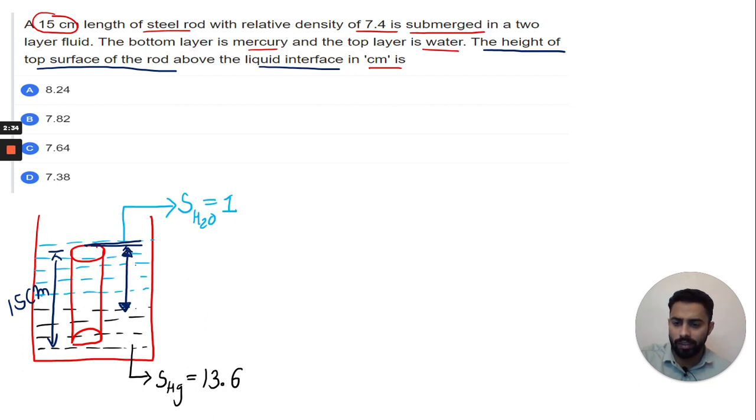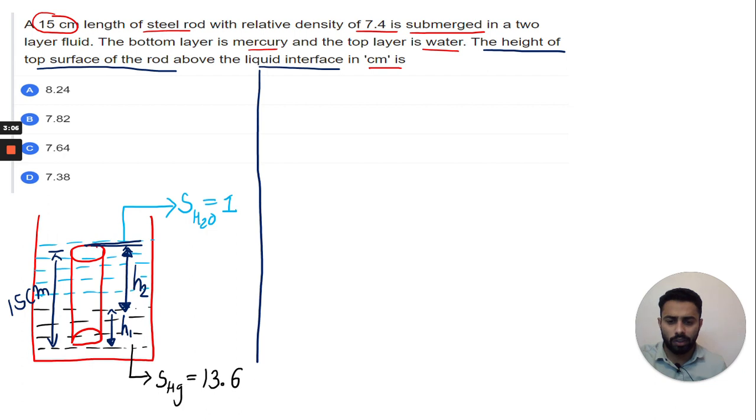We need to calculate this height and we mark this height as h2. And this bottom height, we mark as h1. So h1 is the height of cylinder which is inside mercury. And h2 is the height of cylinder above the liquid interface, and we can also say h2 is the height of cylinder which is inside the water. So let me solve this question.